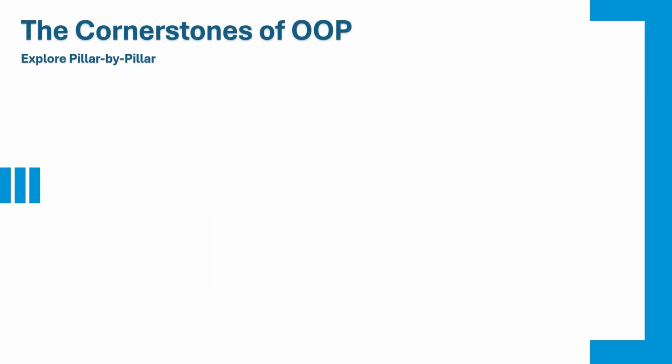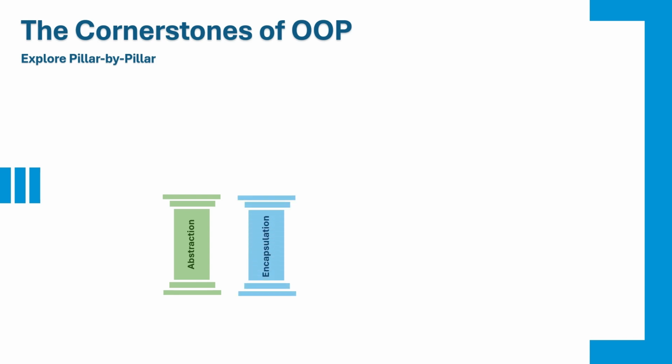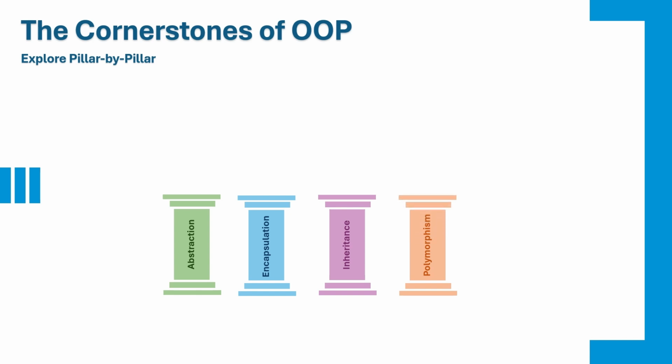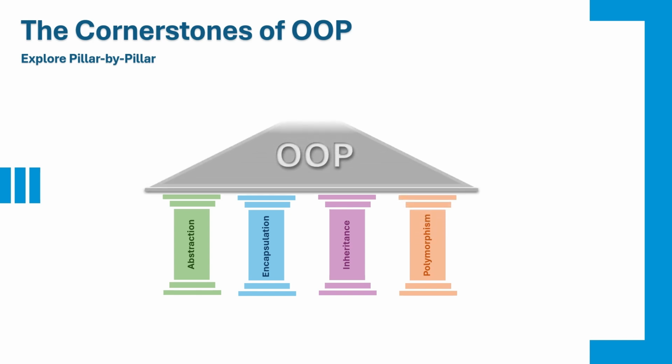In object-oriented programming, four key principles form the foundation of how objects interact, evolve, and work together to solve problems. These are often referred to as the four pillars of OOP: abstraction, encapsulation, inheritance, and polymorphism. Each of these plays a crucial role in helping us write more maintainable and reusable software. Over the next few slides, we'll break down these pillars one by one, explore how they work, and see how they help us design better software.